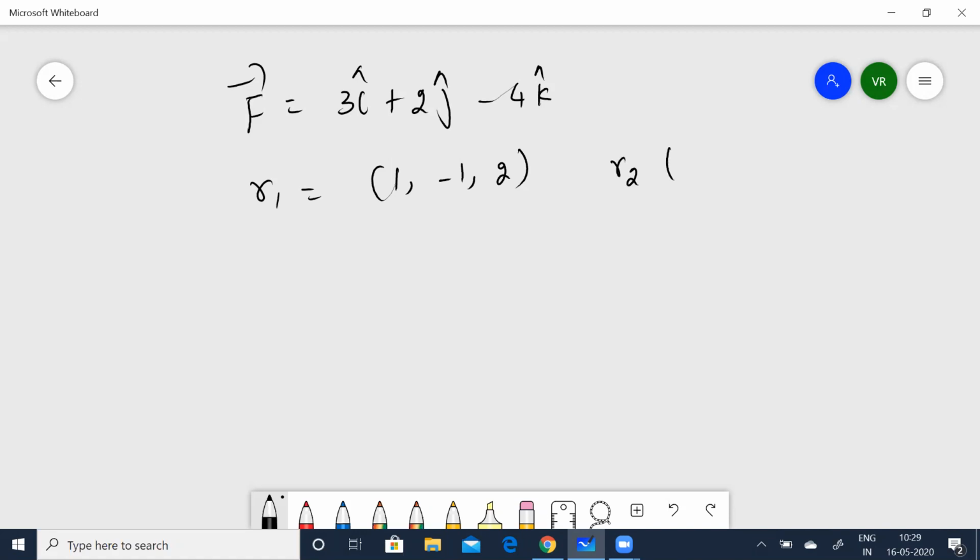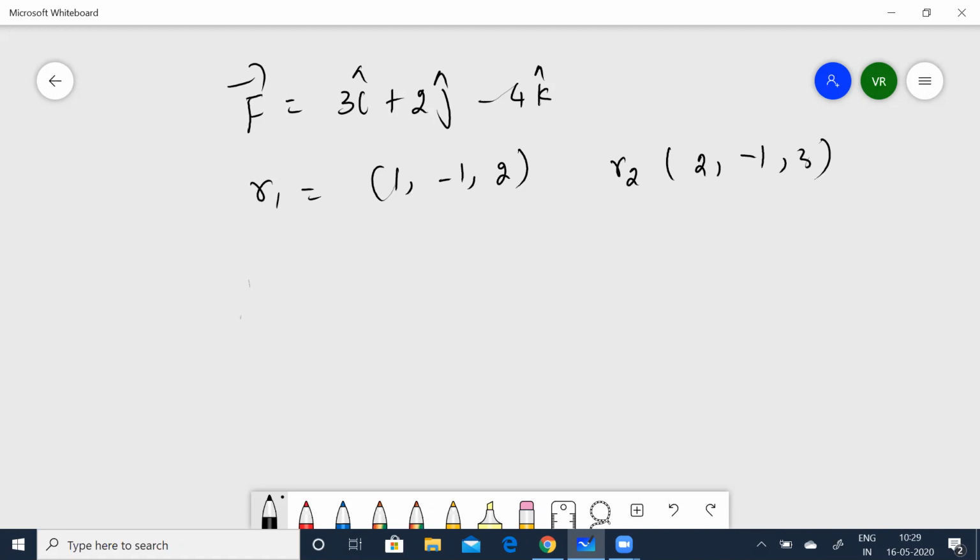So F is given as 3i plus 2j minus 4k. And let us take R1 as 1, comma, minus 1, comma, 2. And R2 is now going to be 2, comma, minus 1, comma, 3. Or in other words, R1 is i minus j plus 2k. And R2 is now going to be 2i minus j plus 3k.